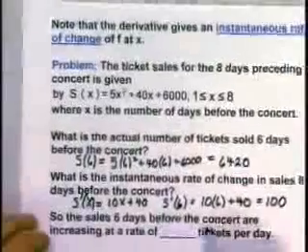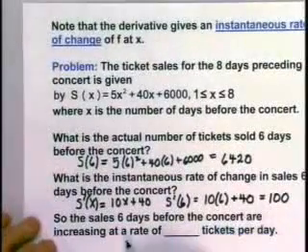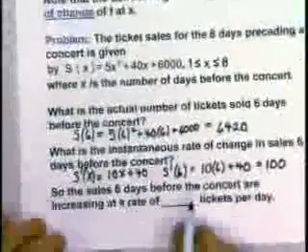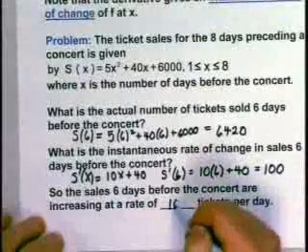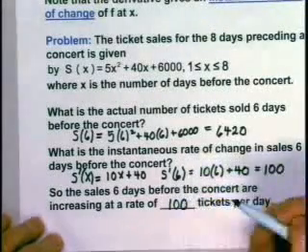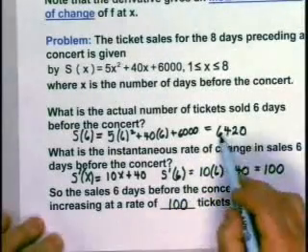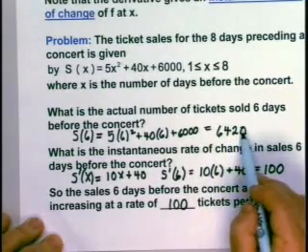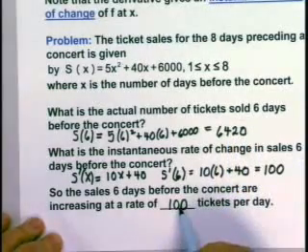So in conclusion, 6 days before the concert, sales are increasing at a rate of 100 tickets per day. The actual sales were 6,420. Those sales are increasing at this rate.